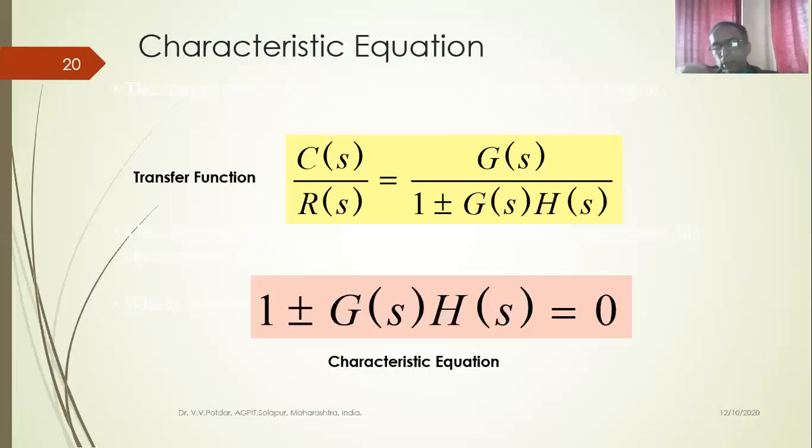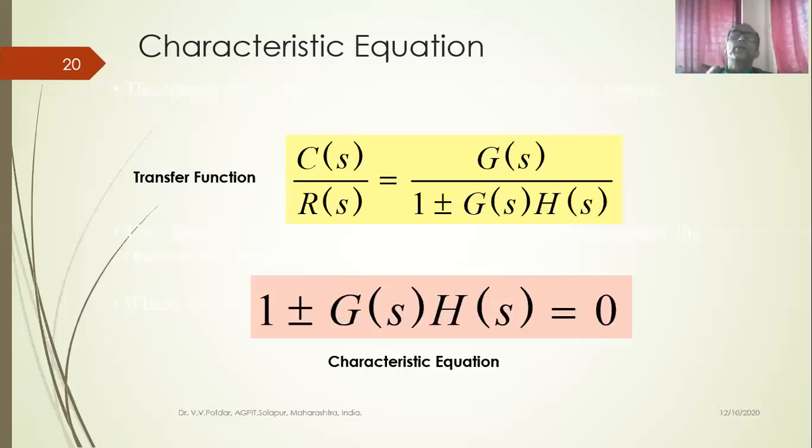When I divide the equation throughout by m, what will be the equation? s square, m gets cancelled, s square plus b by m into s plus k by m is equal to 0. Isn't it? So when I solve this equation, I'll be getting s values, a simple second order polynomial in s. I'll be getting two values of s.